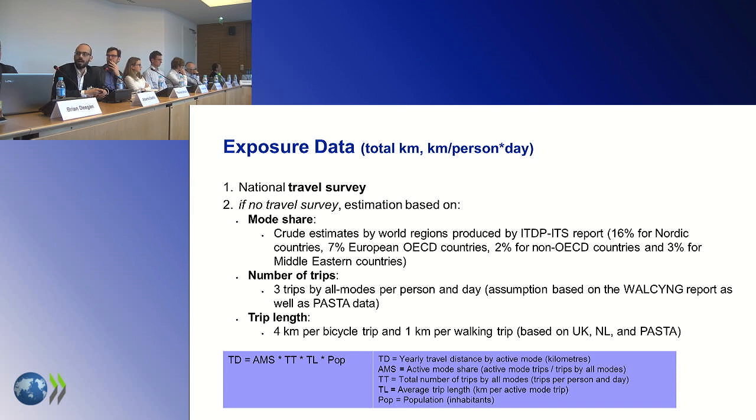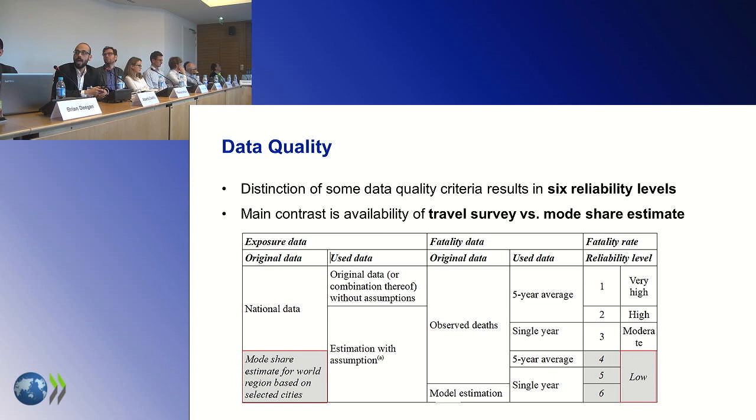And the mode share actually was an assignment of world region mode shares, which were extrapolated from city mode shares. So not really very accurate, but the best we had. And we made some assumptions in terms of number of trips and trip length. As you see here, 3 trips by all modes per person and day, and 4 kilometers per bicycle trip and 1 kilometer per walking trip, based on existing literature.